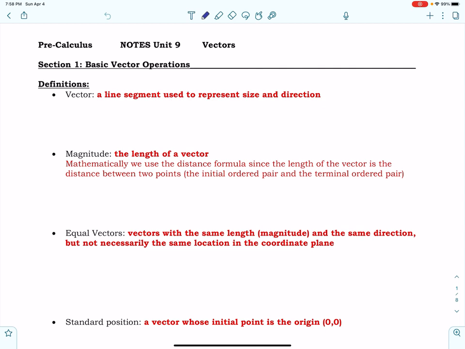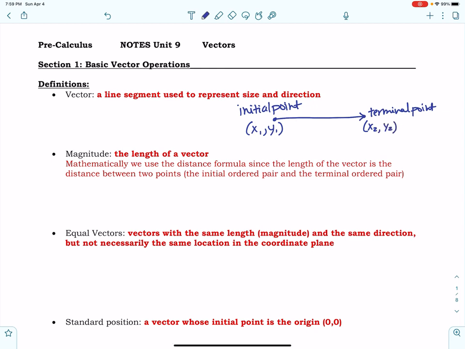The vector, of course, is a line segment used to represent size and direction, and you can think of it as something like this. So here's my line segment. And every vector is going to have an initial point. Okay, and I'm just going to call that x1, y1. These are drawn in the coordinate plane, so they are ordered pairs. And then, of course, an arrow will indicate where the terminal point is. So this is also an ordered pair, and I'm going to designate it as x2, y2.